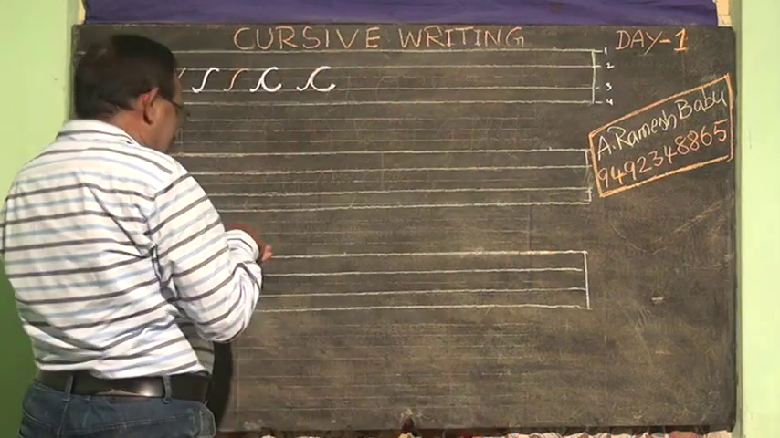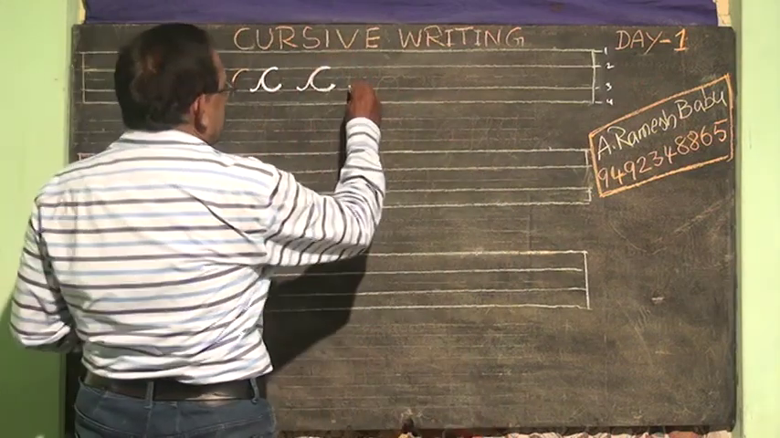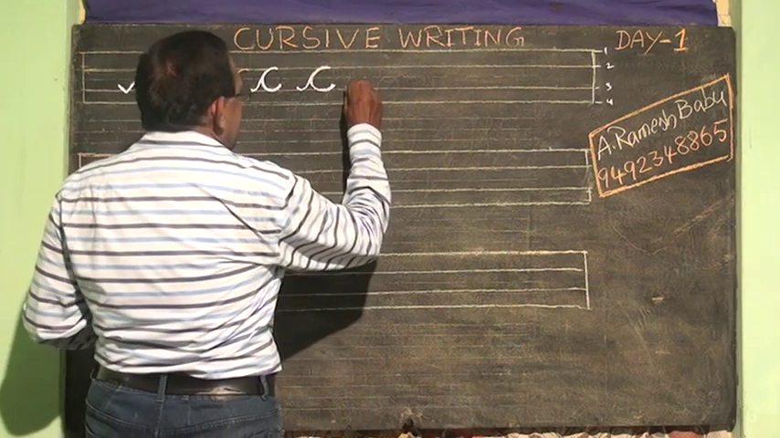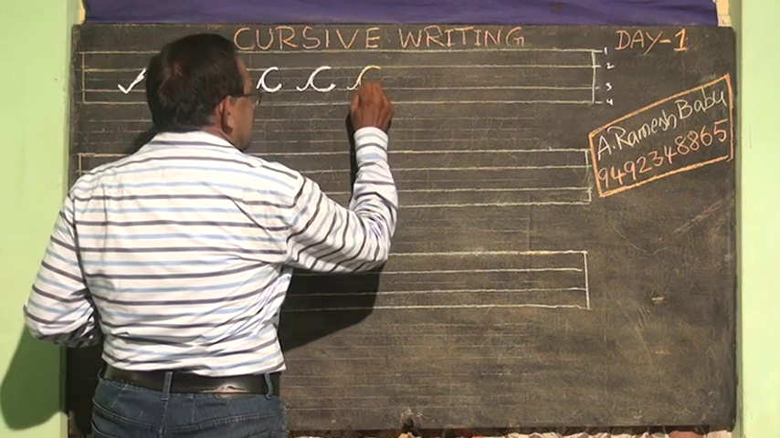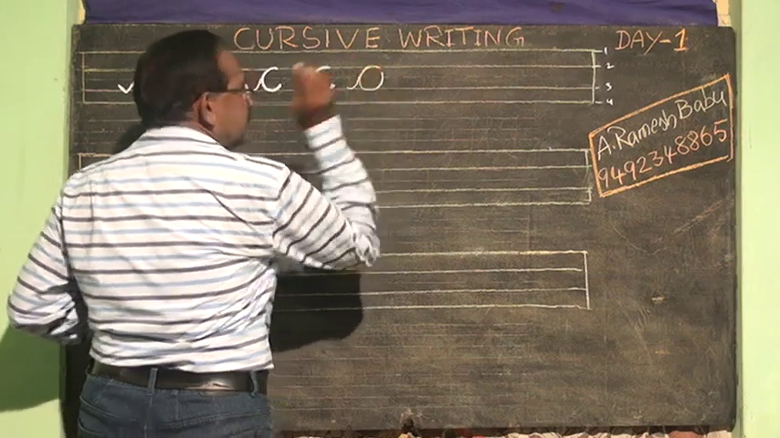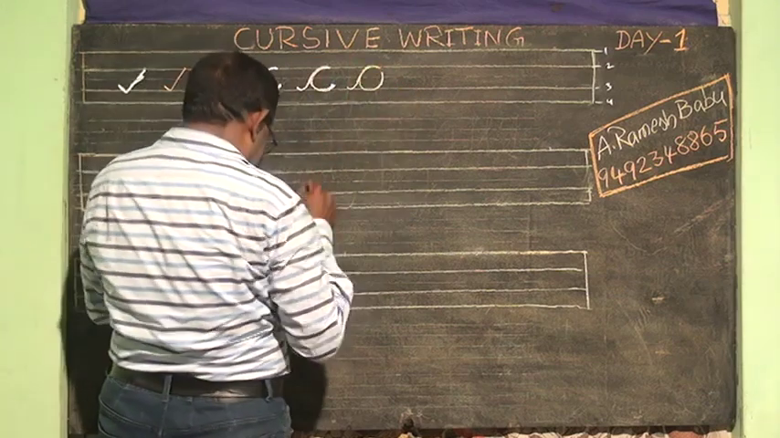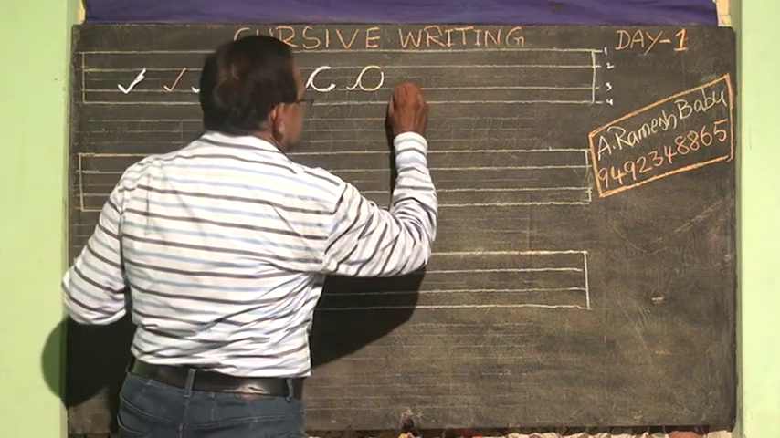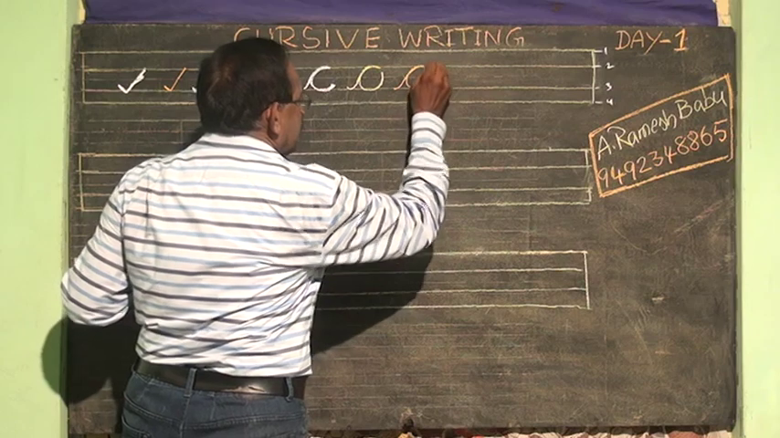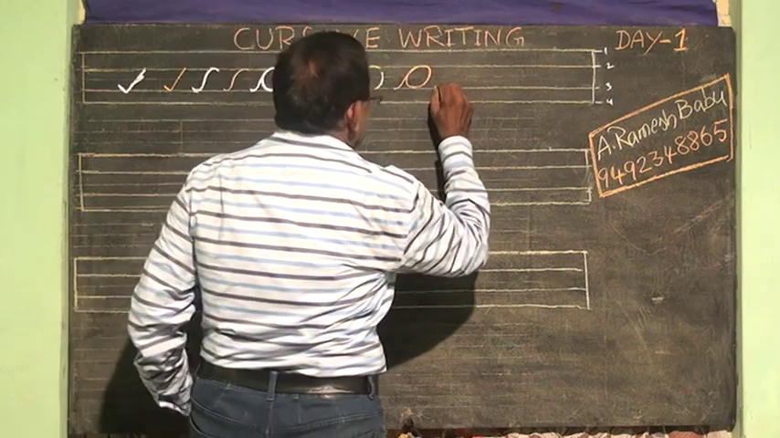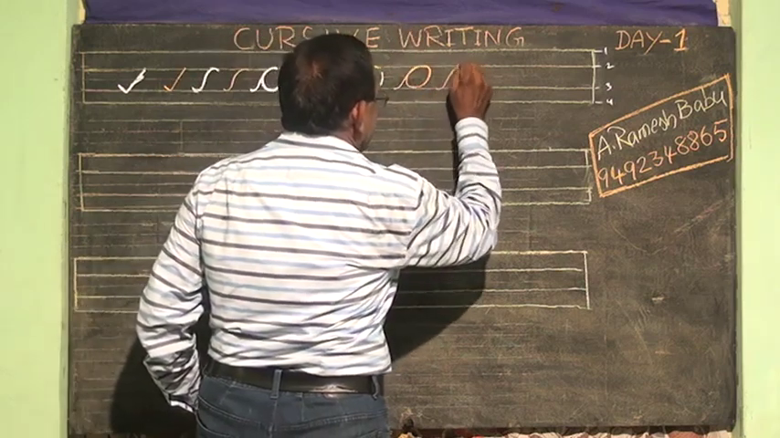After that, write down O. How should you write O now? Like that C, write down. We write O in 3 steps. This is the first step. Look at here, this is the second step of O. This is the 3rd step and the final step of the O.